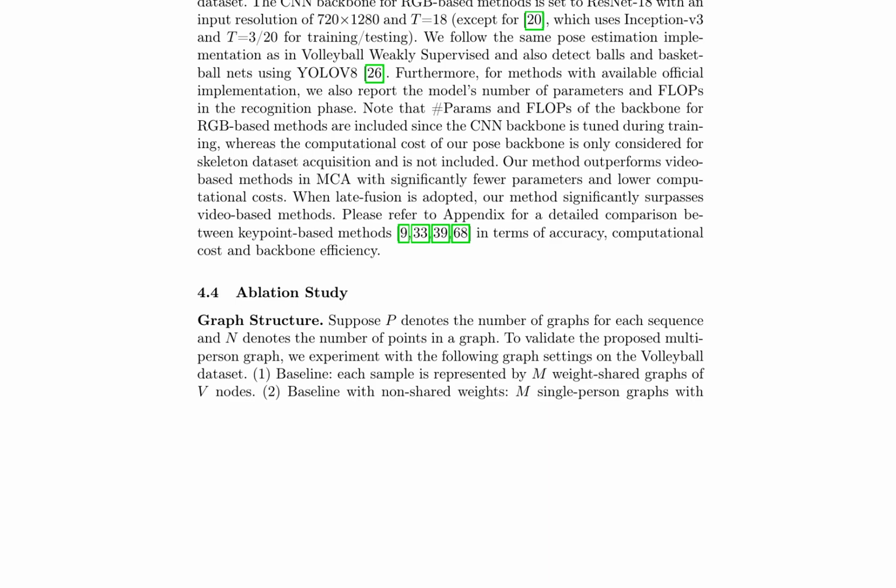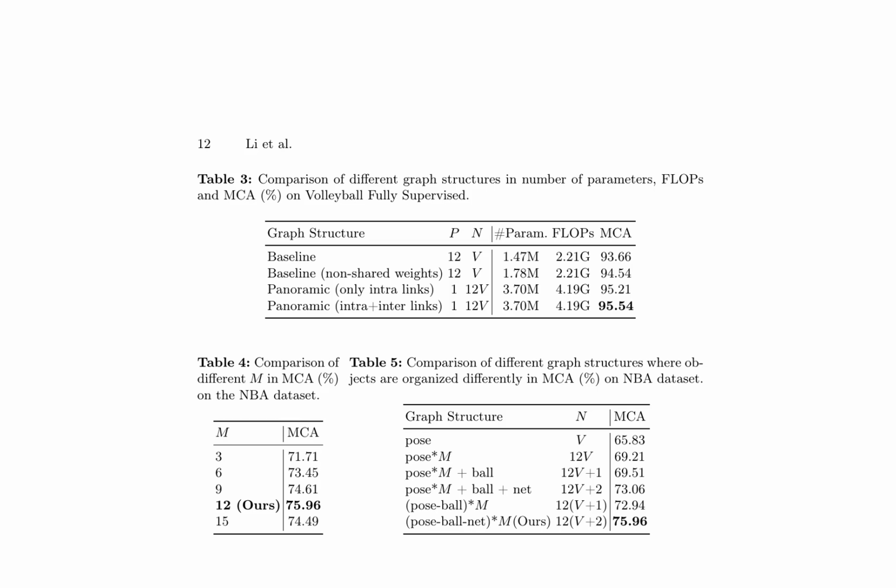The method's performance is further improved when late diffusion is adopted. An ablation study on graph structure is conducted, where different graph settings are experimented on the Volleyball dataset. The results, presented in Table 3, show that the proposed panoramic graph structure, which includes both intra- and interperson connections, achieves a significant improvement of about 1.5% in MCA with tolerable increases in parameters and flops. The effect of the number of graphs, M, is also investigated, and the results, presented in Table 4, demonstrate that M equals 12 obtains the highest accuracy, which is consistent with the typical composition of a basketball game.